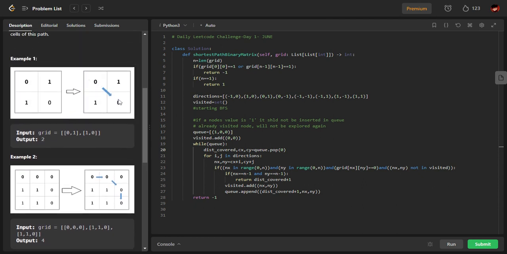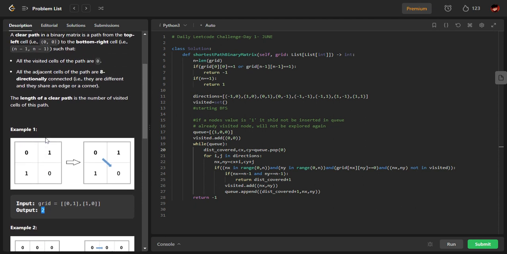And in this case, it's a two-dimensional matrix of length 2. You can clearly see from 0, 0 to the last index n minus 1, n minus 1, there are only two nodes. You can directly go from here to here. So there are only two nodes involved in the path. Now coming to the solution.